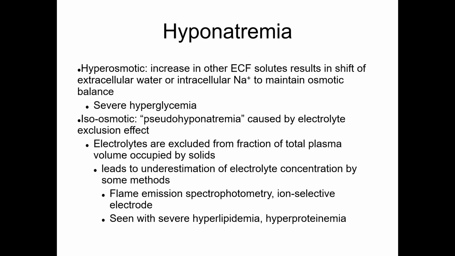Iso-osmotic or pseudo-hyponatremia is caused by an electrolyte exclusion effect. Electrolytes are excluded from the fraction of total plasma volume occupied by the solids. It leads to an underestimation of the electrolyte concentration by some methods. The flame emission spectrophotometry and ion selective electrode methods are typically the ones that are affected. This is seen with hyperlipidemia and hyperproteinemia. So hyperlipidemia, too much lipids; hyperproteinemia, too much protein.